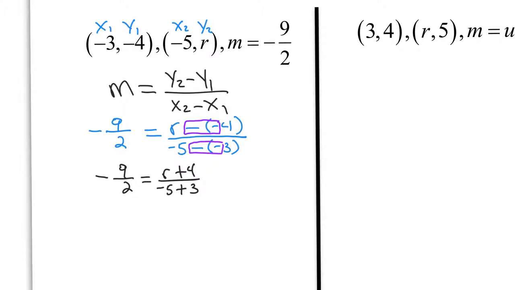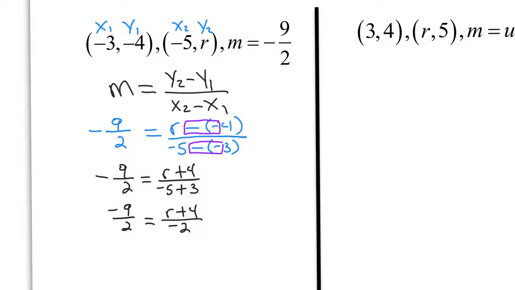So I'm going to put that negative on top. I'm going to have negative 9 over 2. So I took the negative to the top. Can you take the negative to the bottom? Yes, you can. Just make sure the 9 stays positive. But in algebra, it's not very common to have negatives on the bottom of the fraction. So that's why we take it to the top. On the other side, I'm just going to simplify the denominator. So I have r plus 4 over negative 2, that negative 5 plus 3.